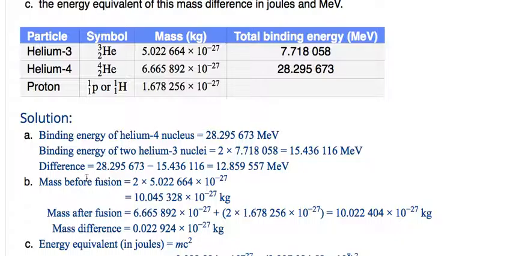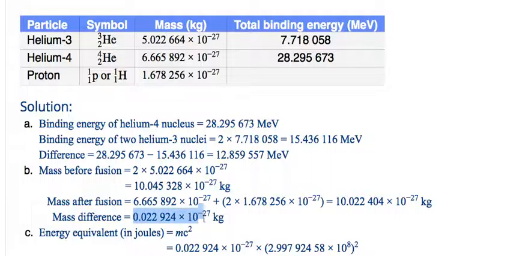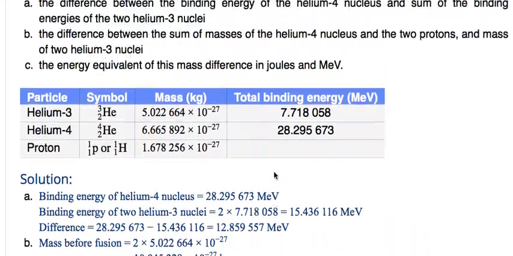So first thing is mass before fusion. That's the left side of the equation. The two helium-3s, we have two lots of them, so this is what we find when we do that. The mass after fusion is one of these and two of these. You can see one of those and two of the protons, and the total mass after fusion is here. You see that the total mass after fusion is a little bit less than what it was before fusion. That means we've had a loss of mass. This much is the mass difference. Now that's the end of part B.